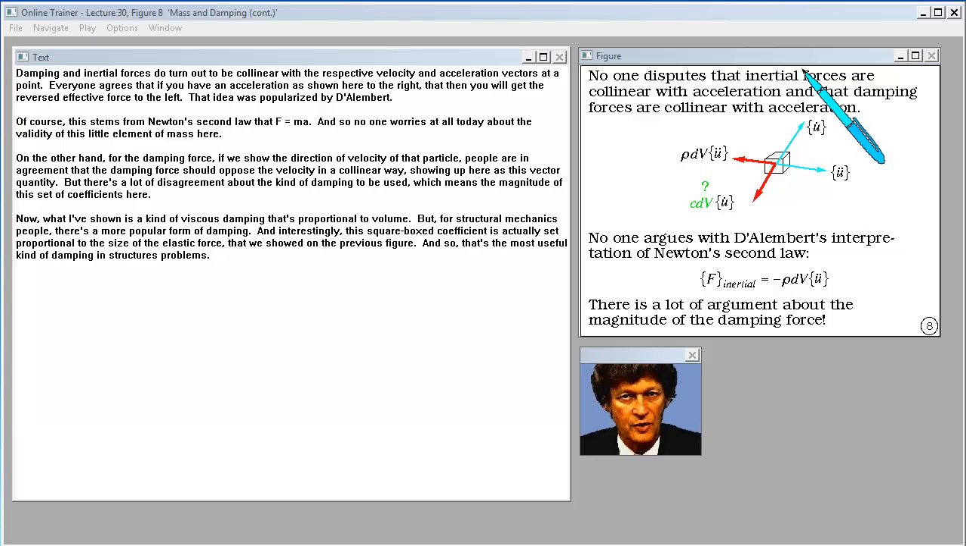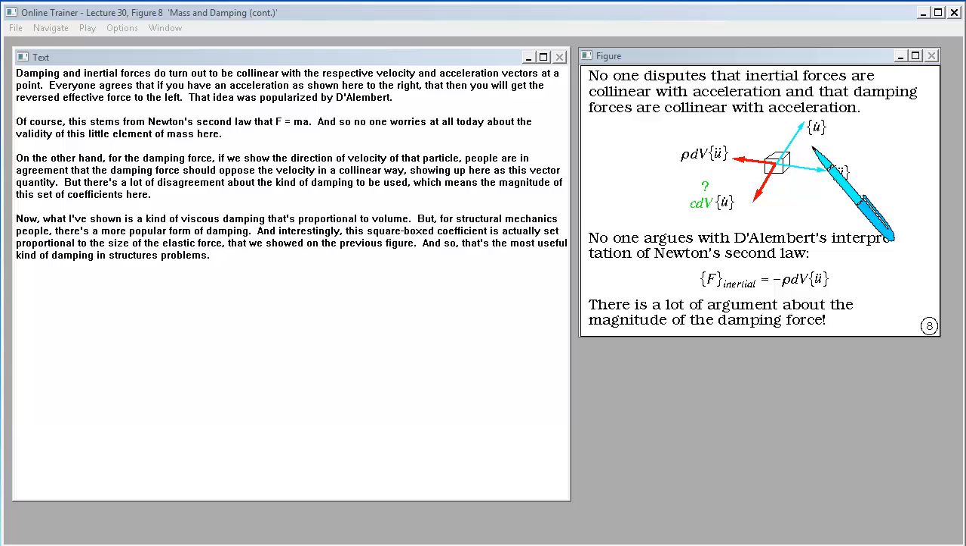Damping and inertial forces do turn out to be collinear with the respective velocity and acceleration vectors at a point. Everyone agrees that if you have an acceleration as shown here to the right, then you will get the reversed effective force shown to the left. That idea was popularized by D'Alembert. Of course, this stems from Newton's second law that F equals ma, and so no one worries at all today about the validity of this little element of mass here.